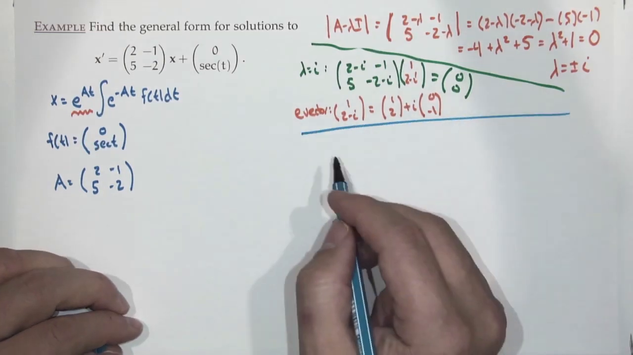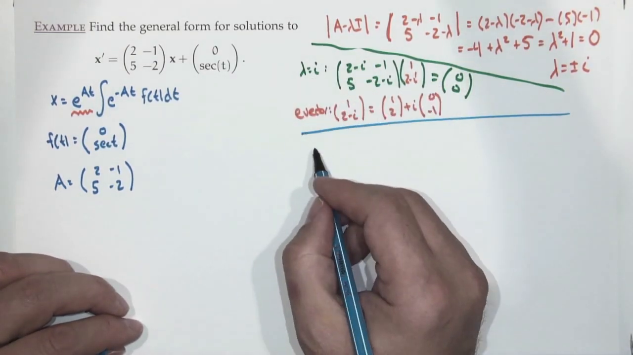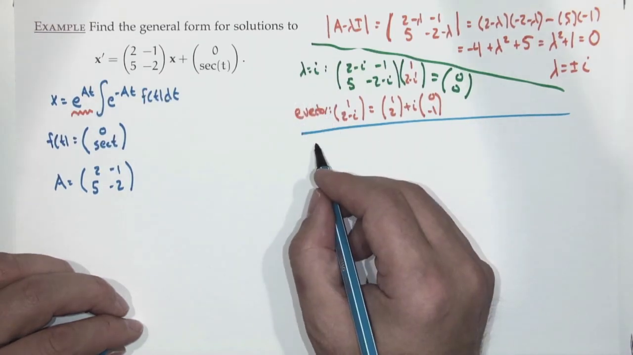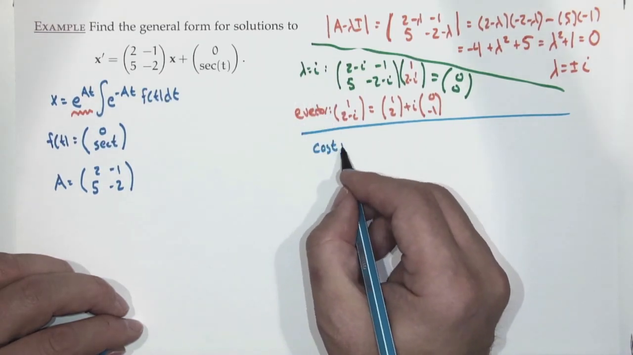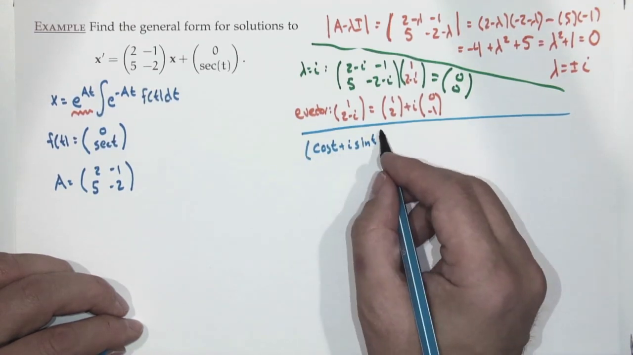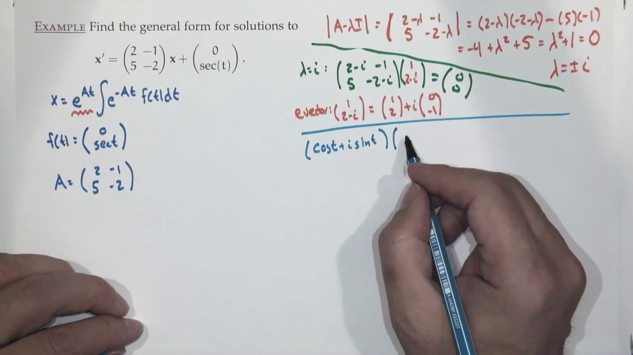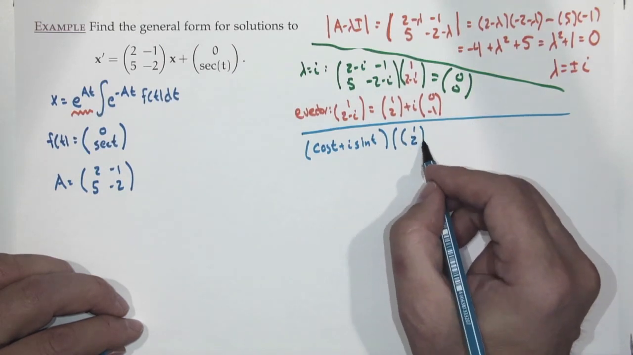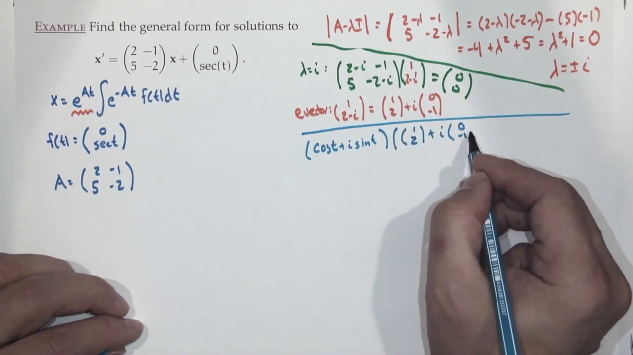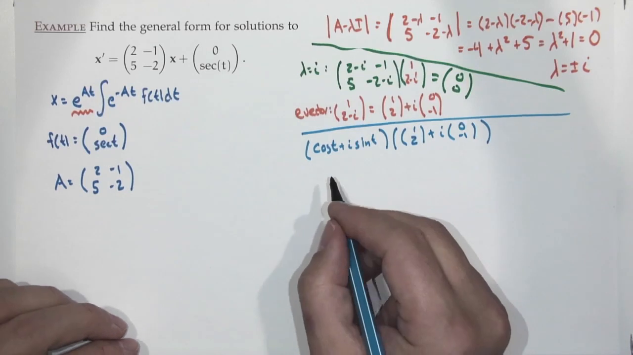Okay, good. Our next thing is we're going to form our solution. So we take our eigenvalue, e to the it. We always say that's really cosine t plus i sine of t. And then we're going to have our eigenvector 1, 2 plus i times 0, minus 1. And we FOIL and we gather.